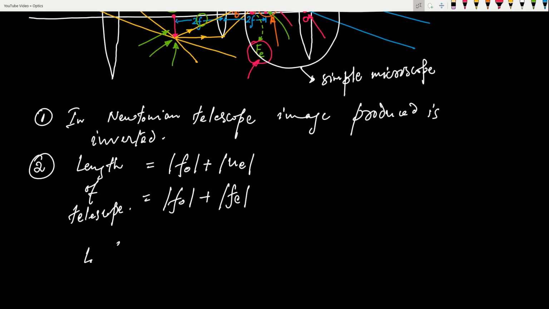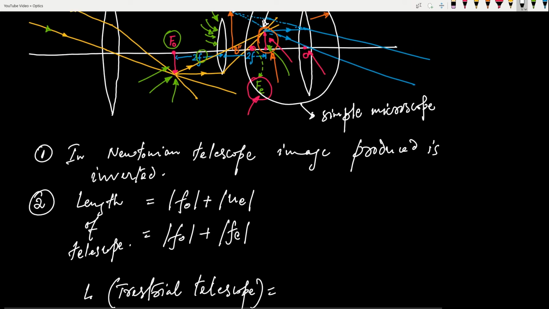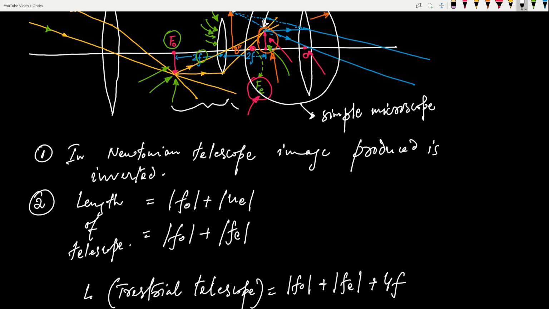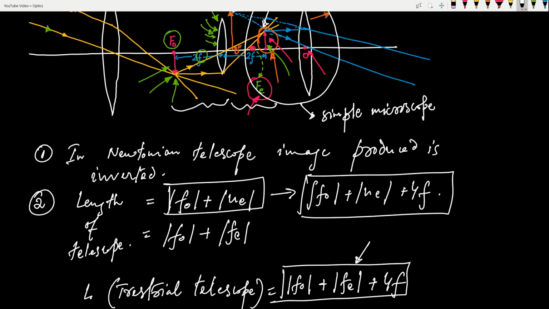But what will be the length of the telescope for terrestrial telescope? The only difference that we can see here is the middle lens. And if you look carefully, we will see that the length of the telescope is similar, except that there is a term 4f added to it, as you can see. So this length 2f this side and 2f this side. Okay, so this got added. So the length of the terrestrial telescope is increased by 4f, as you can see it here. So this is for relaxed case and this is for a normal case. Just add 4f here. Okay, I hope this is clear. So just add 4f and you'll get the length of the terrestrial telescope.